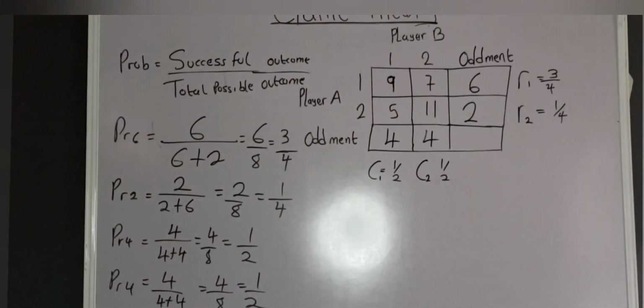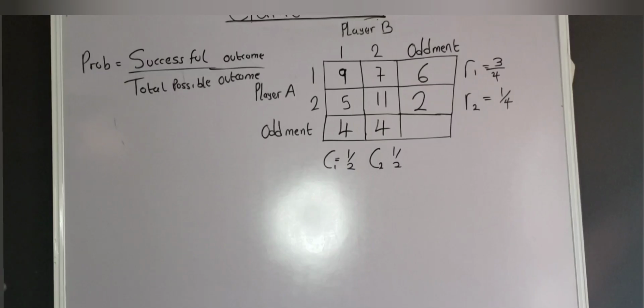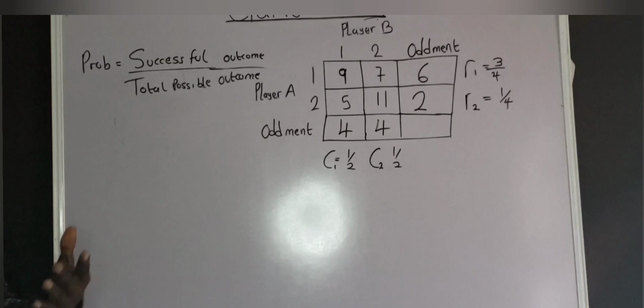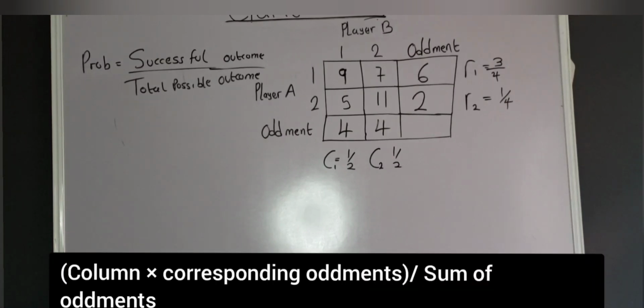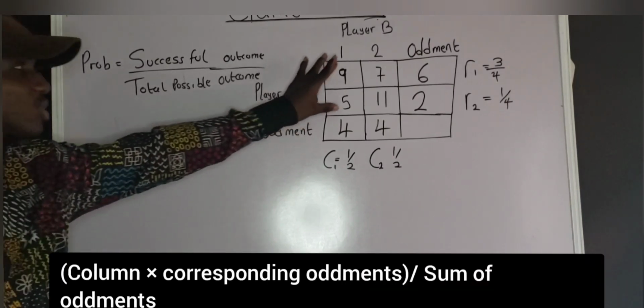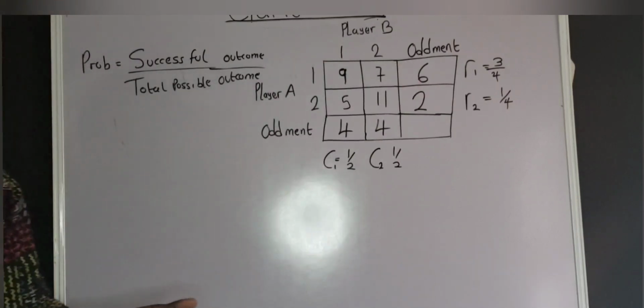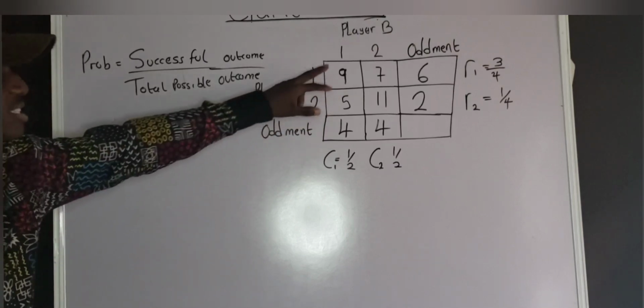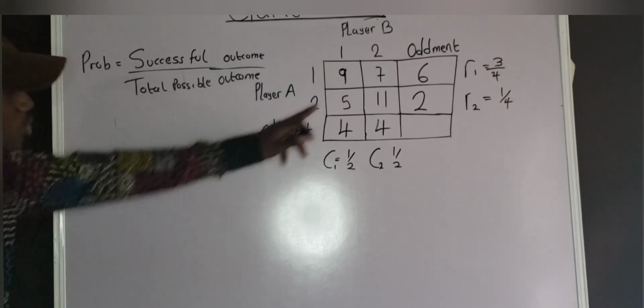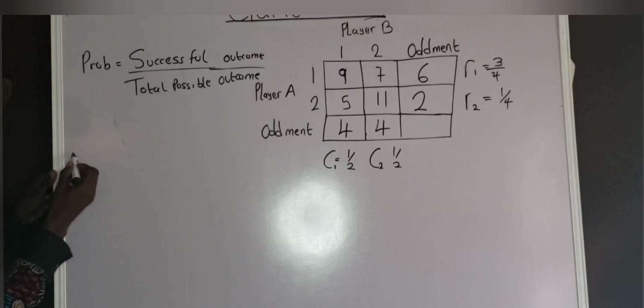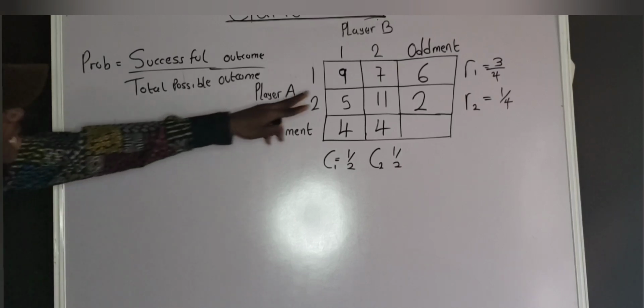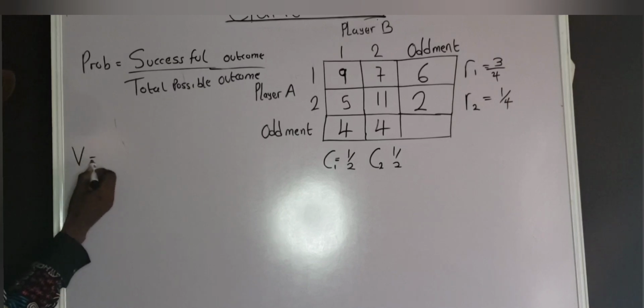If you didn't understand, kindly pause the video or reverse the video and watch from that point again. Do you understand? Now, having determined the probability of each strategy, in order to determine the value of the game, multiply any of this column by the corresponding oddment and divide it by the sum of the oddment. Do you understand? So for this, I'm going to choose column 1. That is strategy 1 for player B. So the formula is this: multiply the column value.